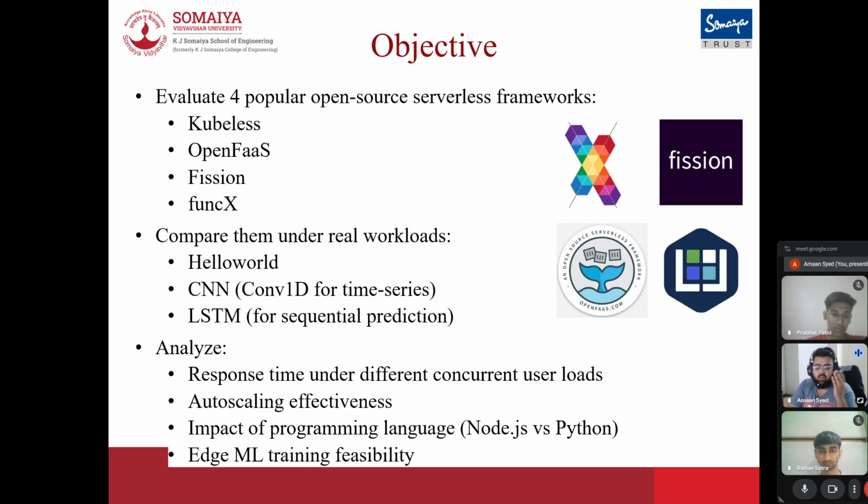The researchers use a simple hello world function as a baseline and then evaluate two ML inference tasks, one using a convolutional neural network, CNN, and another an LSTM, long short-term memory, to simulate real world scenarios. Then we analyze key performance metrics: response times under various loads, auto scaling behavior, performance differences between the two programming languages, namely Node.js and Python, and even feasibility considerations for training ML models on the edge are examined. These objectives align with the paper's contribution, ensuring a comprehensive analysis of latency, scalability, and both inference and training performance at the edge.